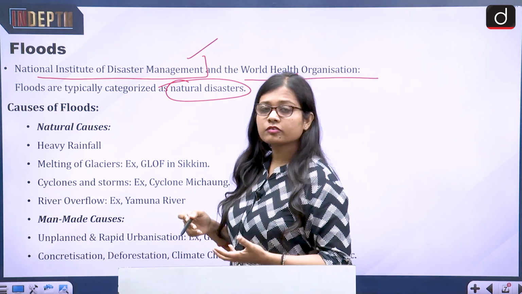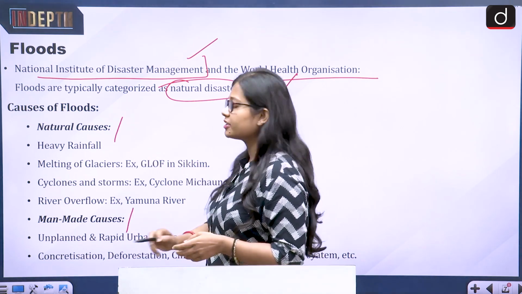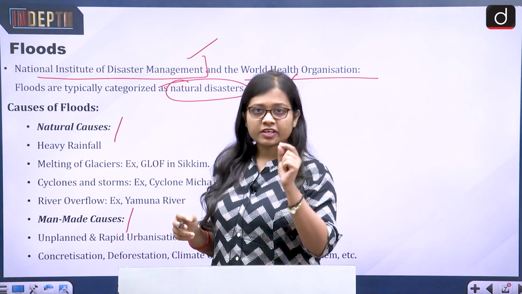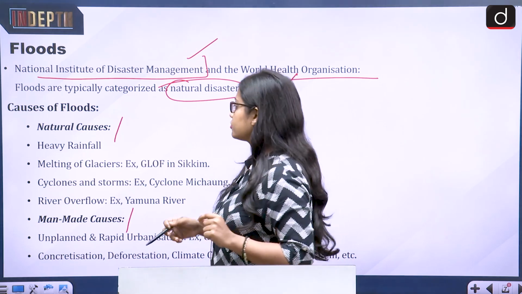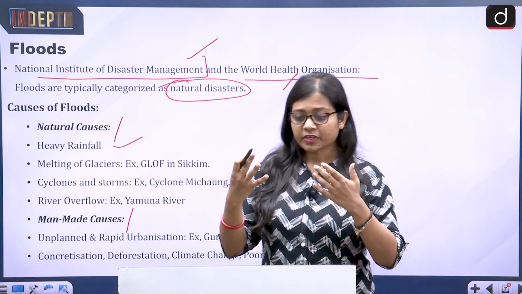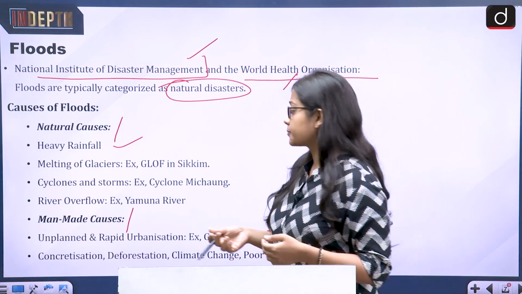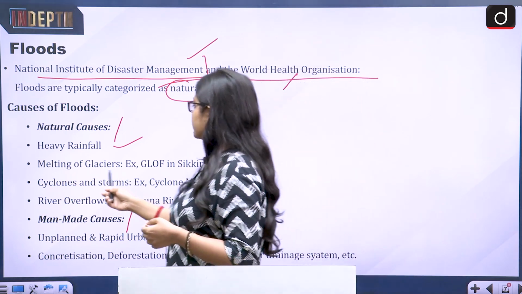So what are the causes of floods? There are two types of causes of floods. First is the natural causes and second is the man-made causes. Let us first talk about the natural causes. Natural causes can be heavy rainfall and precipitation, which is one of the biggest reasons for flooding in India this year. Then melting of glaciers.